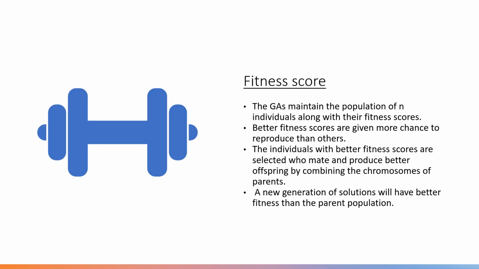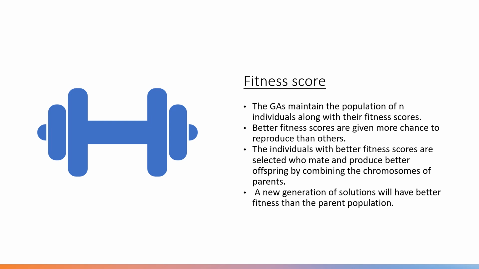This brings us to the topic of fitness scores. The GAs maintain a population of n individuals, that is n number of chromosomes or solutions, along with their fitness scores. Individuals having better fitness scores are given more chances to reproduce than the other individuals who have comparatively poorer fitness scores.